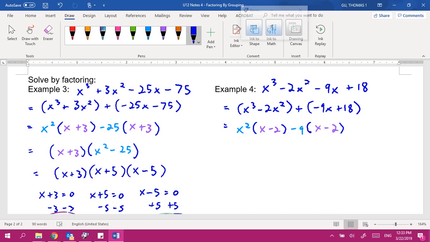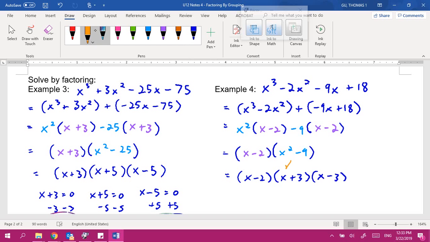All right, so anyways, we get to this point, and then what? x minus 2 times x squared minus 9. All right. What comes after this? Isn't it perfect squares? x minus 2, and then x minus 3, right. Because x squared minus 9 is a difference of squares. So you can factor it out to x plus 3 times x minus 3.